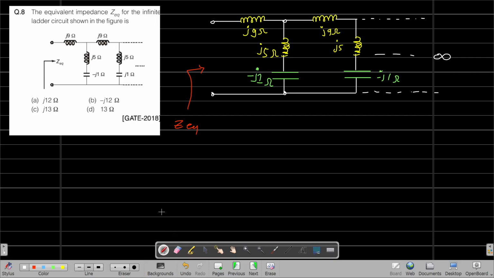Hey friends, let's solve question number 8 from network workbook.